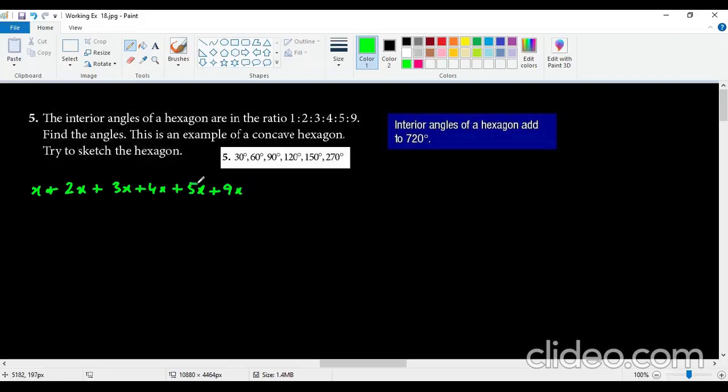Altogether they are going to give us 720. When we add all these x's, they are going to give us 24x equals 720. When you add 1, 2, 3, 4, 5, and 9, they are going to give you 24. And when 720 is divided by 24, the value of x is going to be 30.